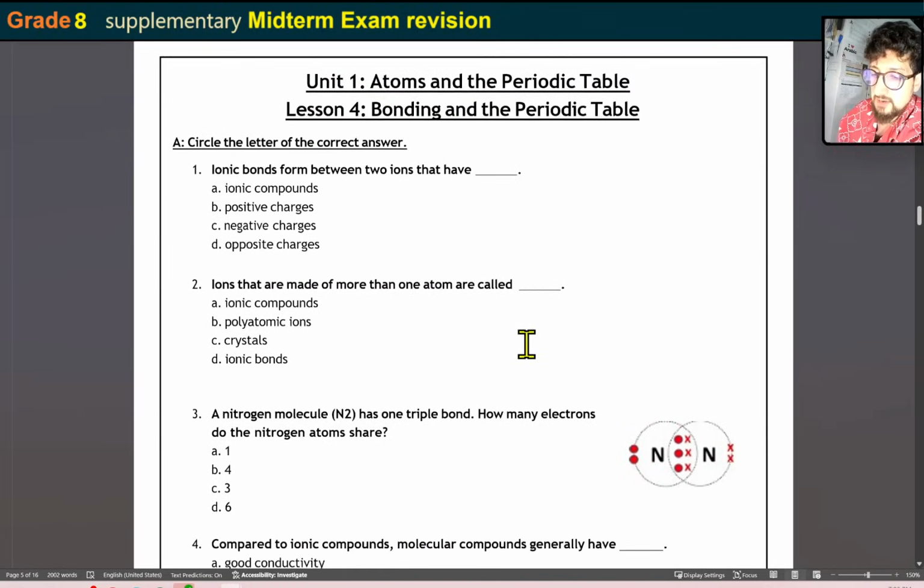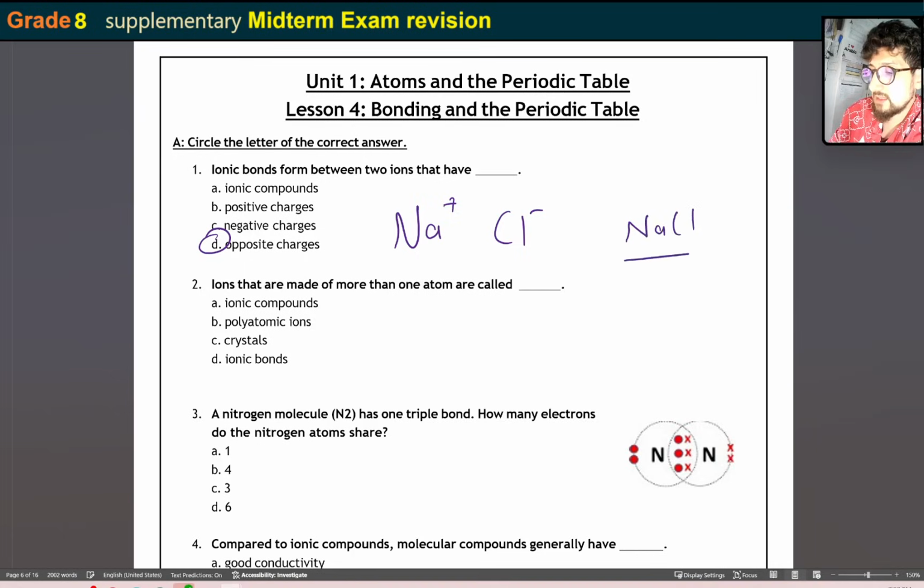Okay, let's keep going. Circle the letter of the correct answer. Ionic bonds form between two ions that have opposite charges, obviously. So an example of this would be Na, which is plus, Cl, which is minus. And so we'll have NaCl, which is an ionic compound. And the reason why it's very strong is because the plus is attracted to the minus. Just like in magnets.